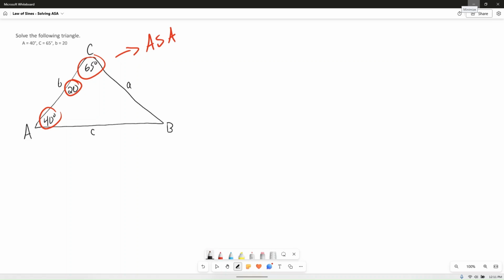We know angle side angle is a law of sines case. So you need to figure out which case you're looking at so you know whether to do law of sines or law of cosines. Again, ASA is law of sines. The law of sines formula is: sine of angle A over side A is equal to sine of angle B over side B, and then sine of angle C over side C. That's our general formula for law of sines.